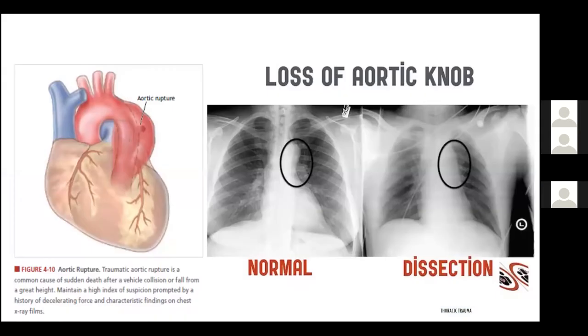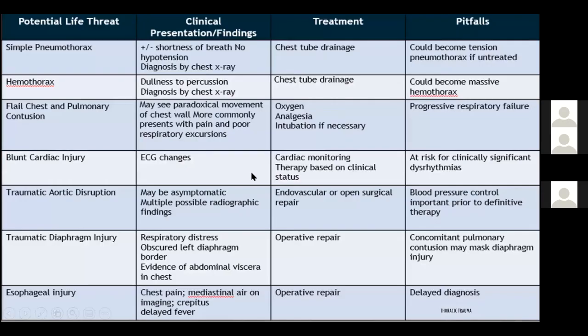Thank you. So we talked about simple pneumothorax, flail chest, blunt cardiac injury, and cardiac tamponade. We have traumatic aortic disruption. It is a rare injury. Why is traumatic aortic disruption rare? Because the aorta is behind organs. It's saved by the ribs, saved by the heart, saved by the lung. So you will find it rarely.